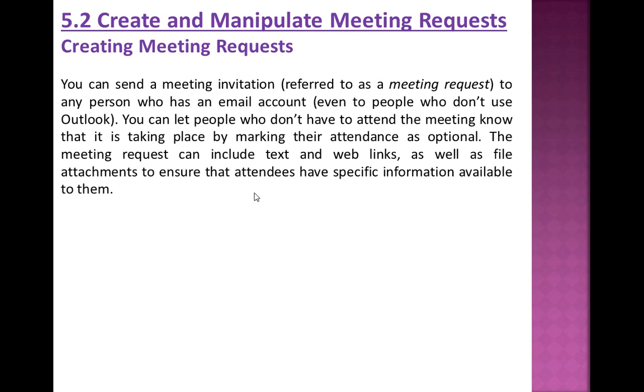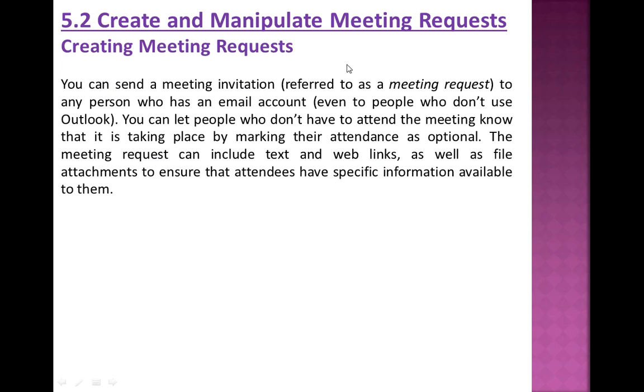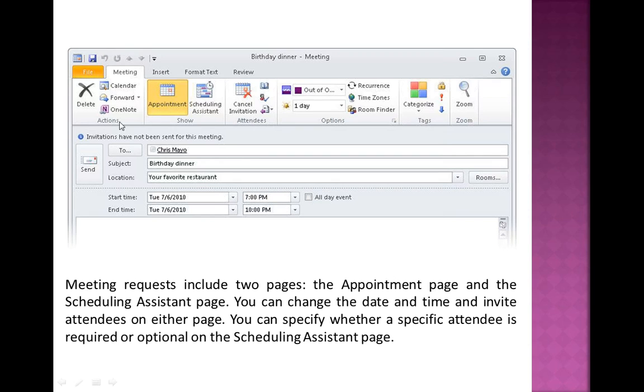Next, how to create and manipulate meeting requests. Now there is a requirement for creating and manipulating the meeting request. You can send a meeting invitation, which refers to a meeting request, to any person who has an email account, even to a person who doesn't use Outlook. You can let people who don't have to attend the meeting know that it is taking place by marking their attendance as optional. The meeting request can include text, web links as well as file attachments to ensure that attendees have specific information available to them. This is how we can create or arrange the request.